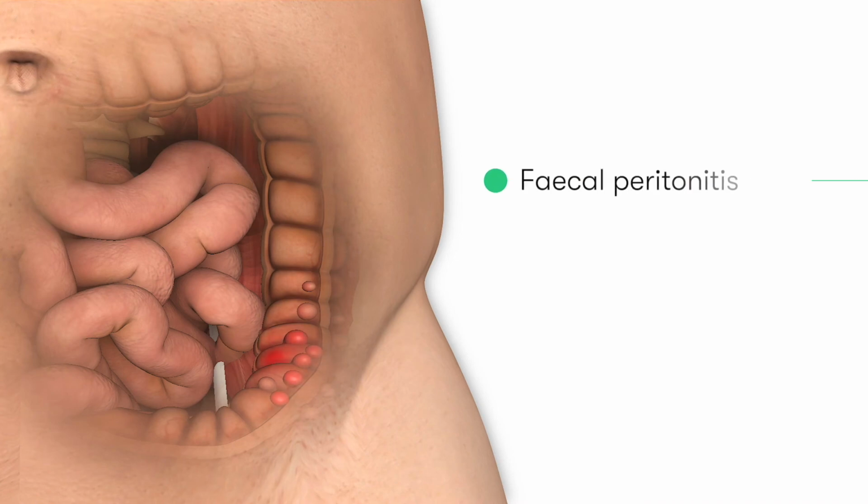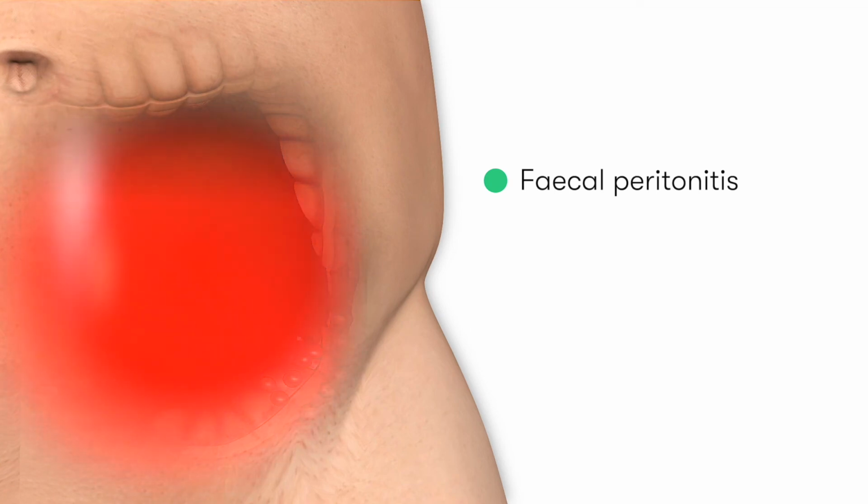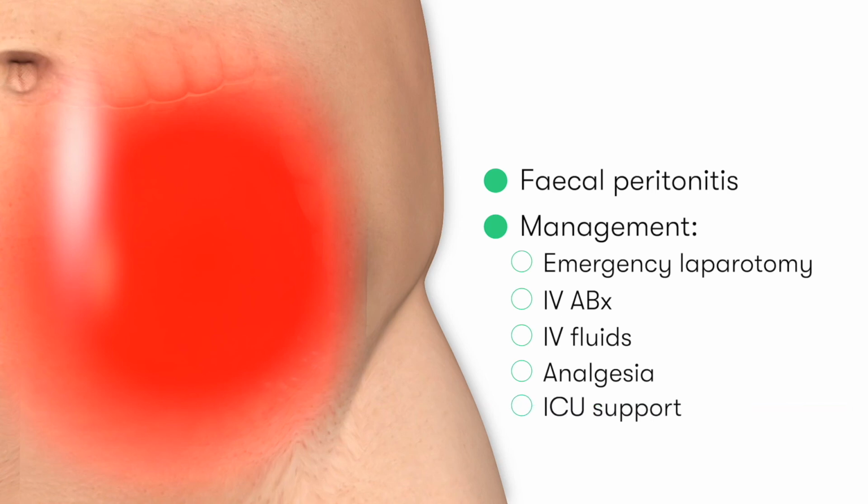The last and most severe of the Hinchey classifications is Hinchey 4, which describes when the patient has feces or feculent fluid floating around the abdomen, which is really as bad as it sounds. As you can imagine, these patients are really sick and very, very septic. If they're going to have any chance of surviving at all, they're going to need to undergo an emergency laparotomy, as well as having urgent IV antibiotics, IV fluids, analgesia, and support from the intensive care team.